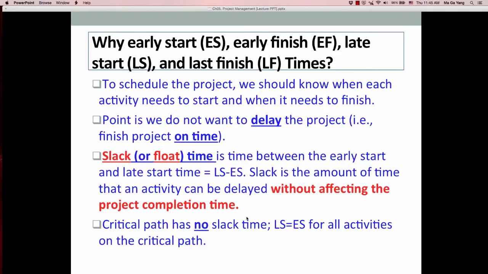And the critical path has no slack time. In other words, you have to finish the project on time. You have to finish any activities on the critical path on time because there is no slack. If there is any delay on the critical path, that will affect your project completion time. But slack time is the amount of time the activity can be delayed without affecting project completion time. So late start and late finish time are equal for all activities on the critical path.